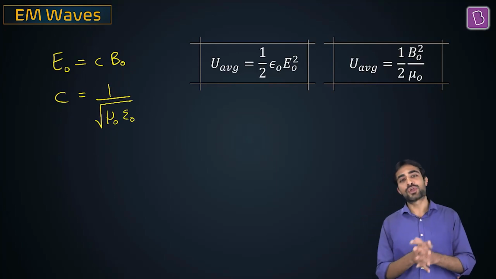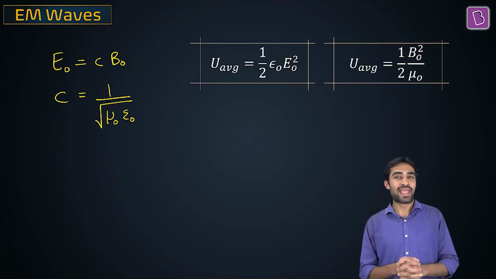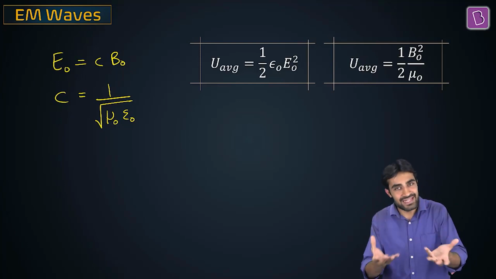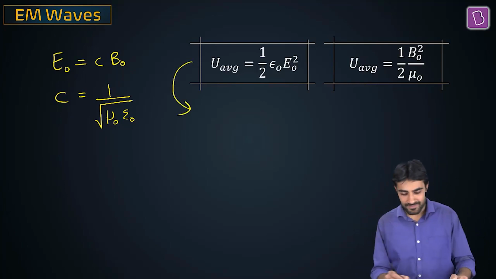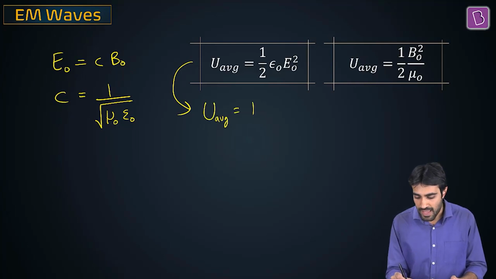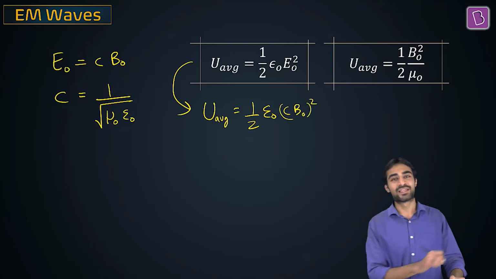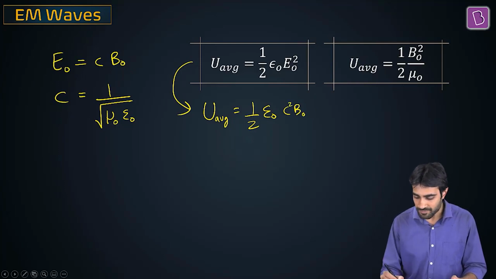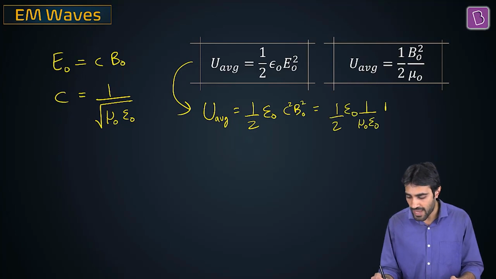Great. Now, using these two equations, let's try to compare the energy densities due to electric field and the magnetic field. Then we will know the ratio of contribution in the energy densities, and so the ratio of contribution in intensities. Let's start with the energy density due to electric field. We can write U average equals half epsilon naught. Now instead of E naught square, we put C times B naught whole square. This gives us C square B naught square. Instead of C square, we write 1 upon mu naught times epsilon naught, and the other things are half epsilon naught and B naught square.